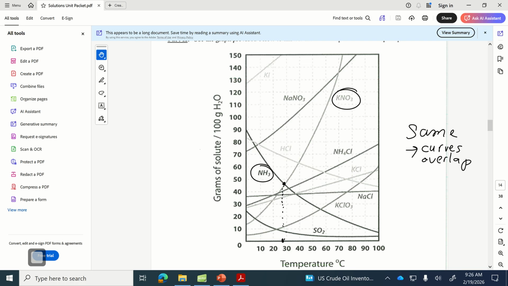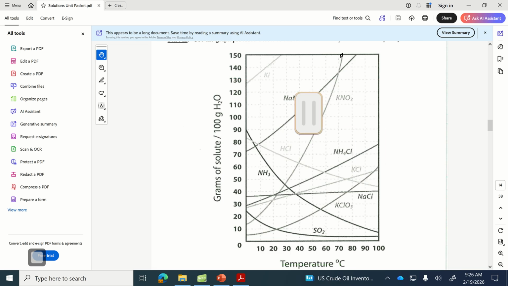Okay? Other questions you can get that really don't involve too much thinking. I could ask, which substance is changing the most? Well, if I'm changing the most, that means it's curving the most. So that would probably be KNO3, because look, it starts all the way down here and ends up here. That is the largest change of anything. We already said which one changes the least. That would be NaCl.